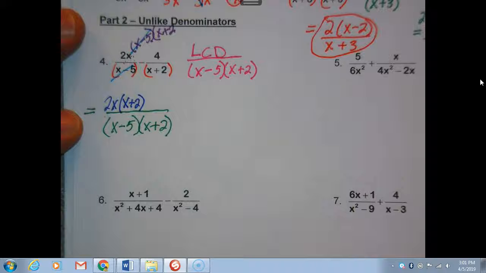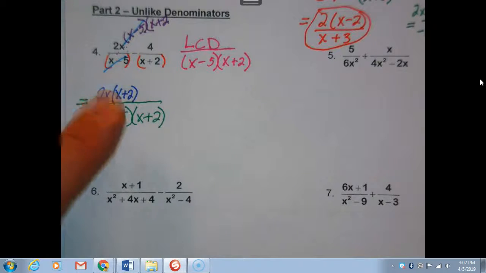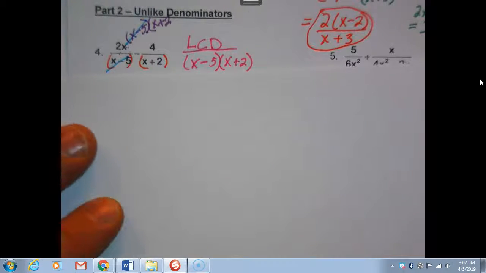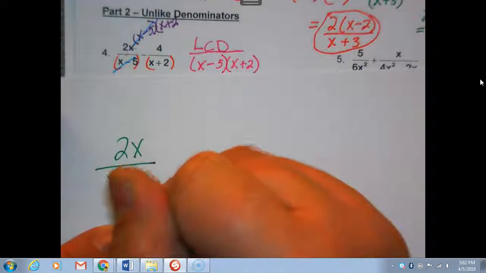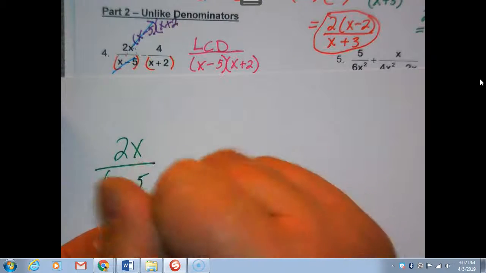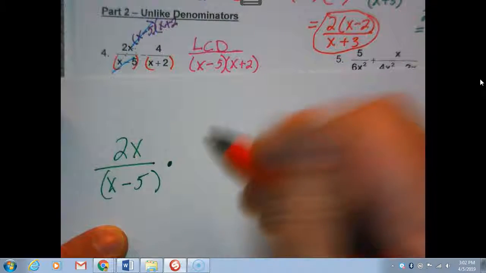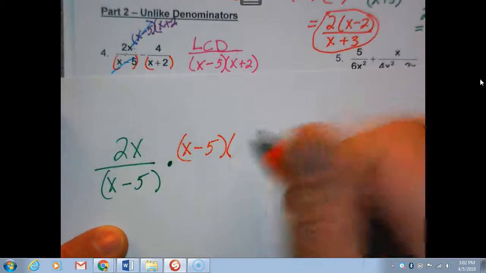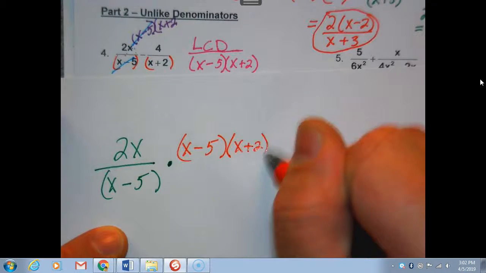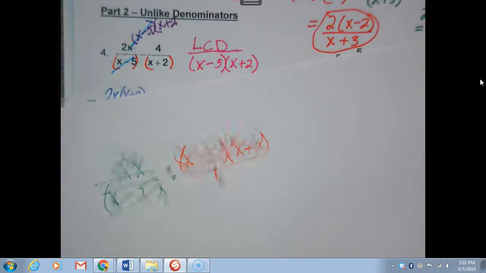You confused? Okay, so I'm taking this fraction, going off to the side here. I'm taking 2x over x minus 5, and I'm multiplying it by x minus 5 and x plus 2. And I already worked on the denominator, already have it, so it's like that.